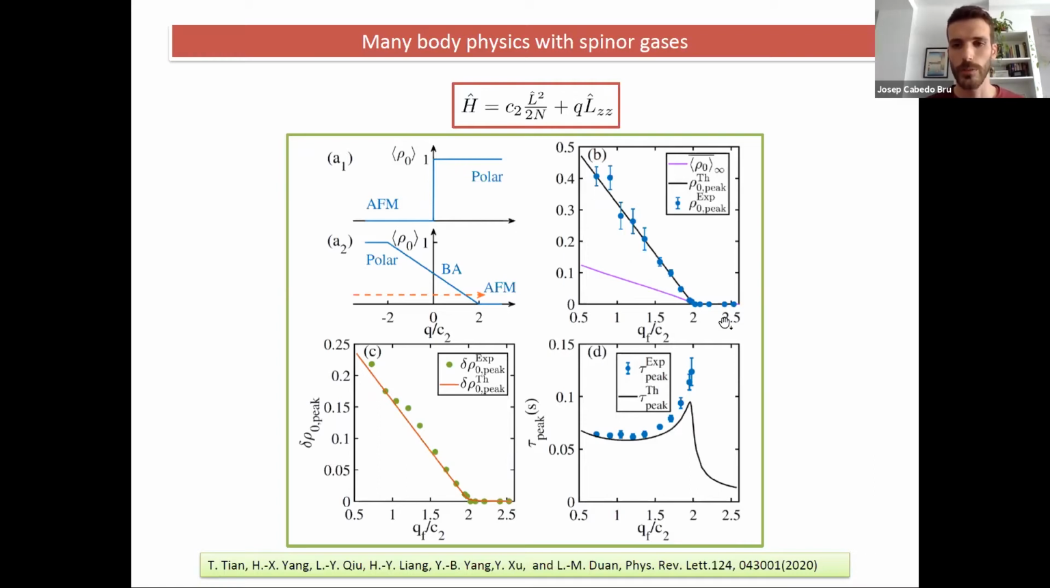They observe that at a certain critical value, there's a non-analytical change in the behavior of the induced spin oscillations, both in the amplitude and in the period of these oscillations. And this critical value corresponds to the boundary of a phase transition in the most excited state.